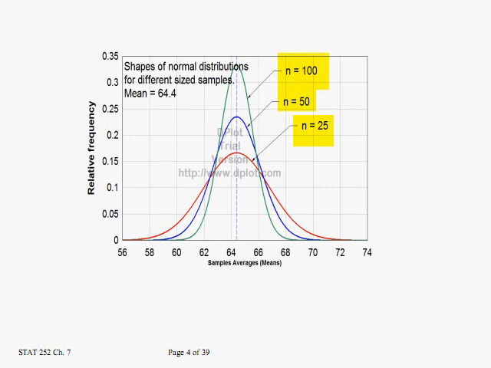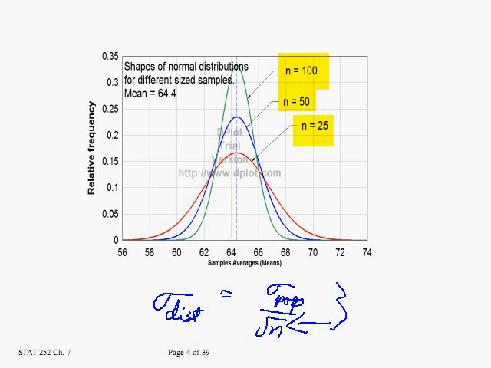Here's the equation again. Sigma for the distribution equals sigma for the population divided by the square root of n. Well, as n gets bigger, this entire fraction gets smaller. You can see that here. As n gets bigger, the standard deviation gets smaller, and when a standard deviation is smaller, the curve is narrower.